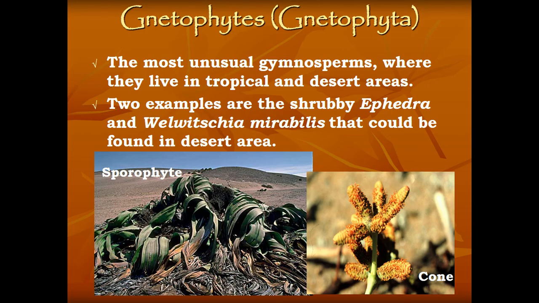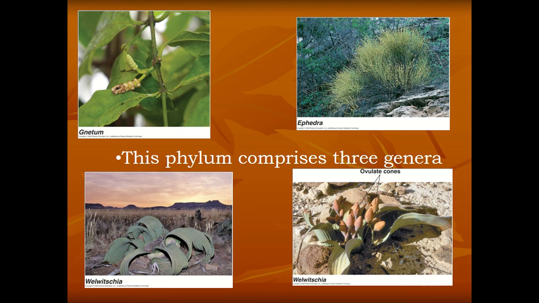Last but not least is the phylum Gnetophyta of gymnosperm. They are the most unusual phylum of gymnosperm, living in tropical and desert areas. Two examples of Gnetophytes are Ephedra and Welwitschia mirabilis, which can be found in desert areas. This is how they look like: Welwitschia and also Ephedra.